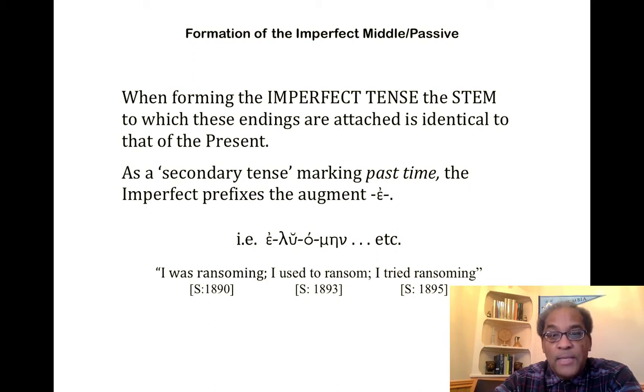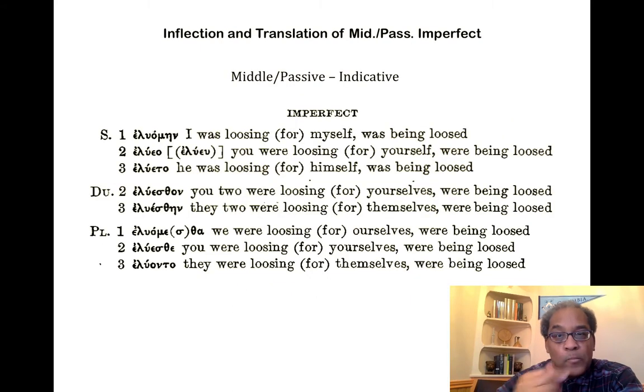I was ransoming, I used to ransom, I tried ransoming. And I have these entries from Smyth to talk about the specifics, conceptually, of what each of those translations represents in their special sense of the imperfect. I was ransoming, I used to ransom, and I tried ransoming. So check out these sections of Smyth, 1890, 1893, and 1895.